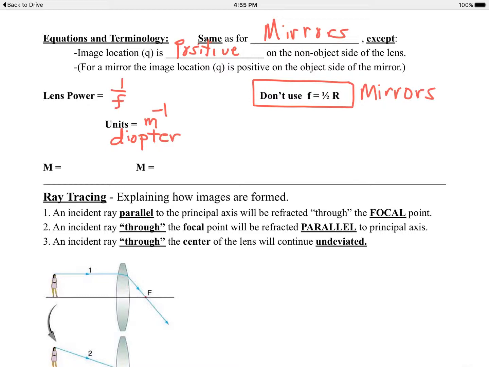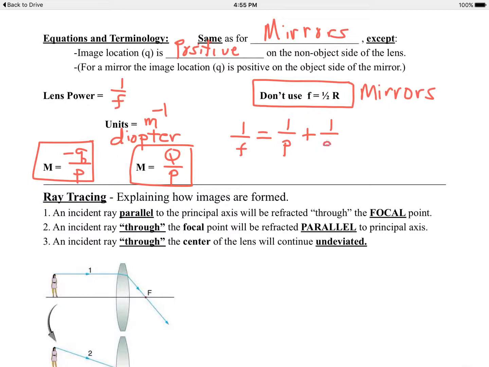But use the same magnification equation. It's negative little q over little p. That's one version of magnification. Or capital Q over capital P, the actual height of the object and the image. And the main lens equation, lens mirror equation, is 1 over little f, or 1 over focal length, equals 1 over lowercase p plus 1 over q, the object and image locations or distances from the lens. Same equation. It will look like we're doing the same kind of problems. Similar with the ray tracing, you have the same three rules.